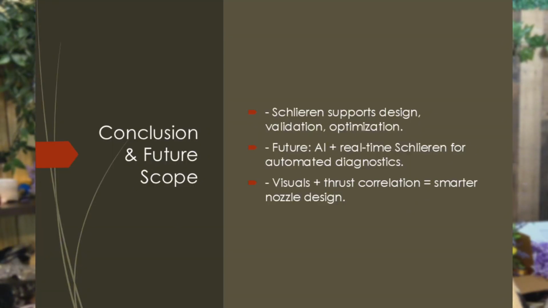In conclusion, the literature shows that Schlieren imaging is not just a visualization tool, it's a diagnostic and design optimization technology. It improves our understanding of shock-induced separation, predicts thrust behavior, reveals dangerous unsteady regimes, and provides validation for computational and data-driven models. Because Schlieren is non-intrusive and highly sensitive, it remains one of the most influential tools in nozzle research even today.